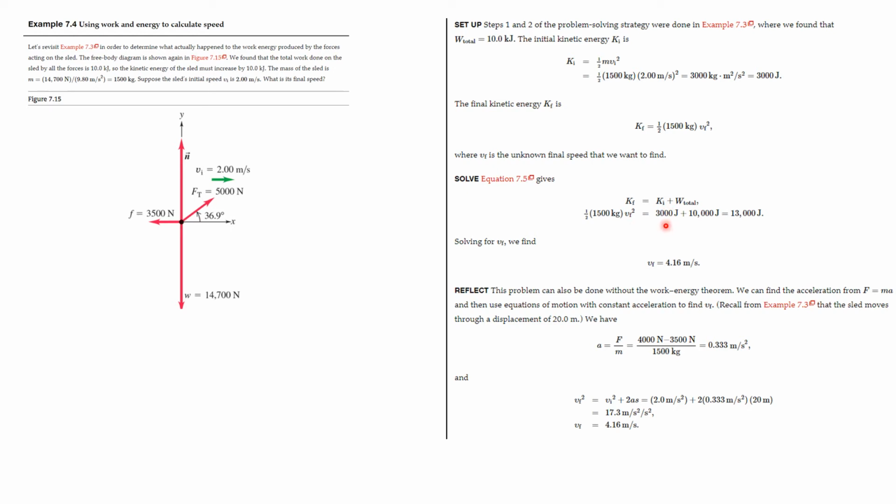That is going to be the initial kinetic energy, which was 3,000 joules because we were initially moving at 2 meters per second. So we get 3,000 joules plus 10,000 joules is 13,000 joules. We solve this by dividing by the coefficient and taking the square root, and we get the final velocity is 4.16 meters per second.